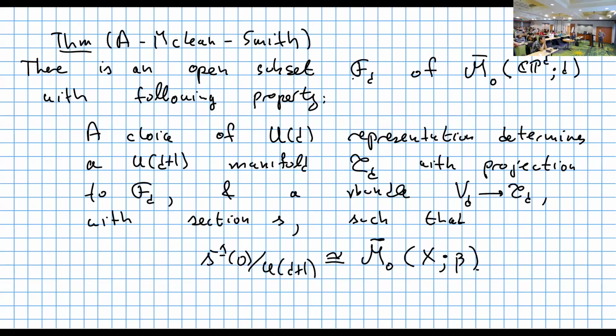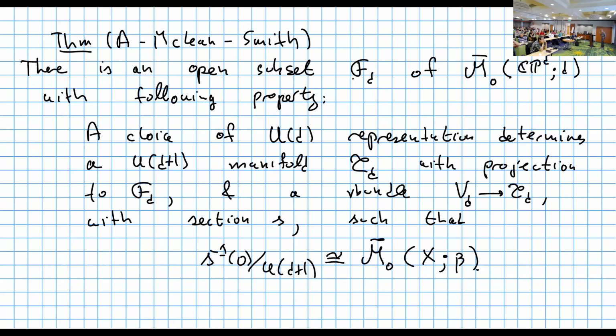All the details are not in, but hopefully I can flesh it out. So the statement, from around 2021 when we posted the paper, says: look at the moduli space of genus 0 curves in CP^D of degree D. I don't want to look at all of it. I want to look at an open subset, which we call F_D.